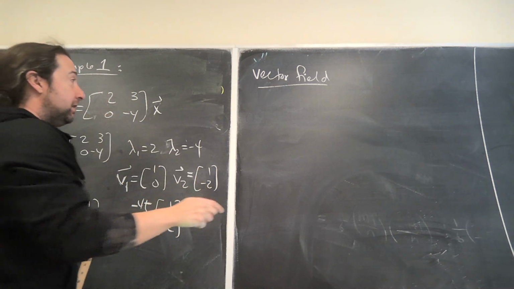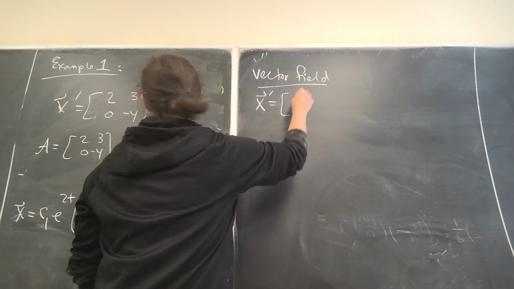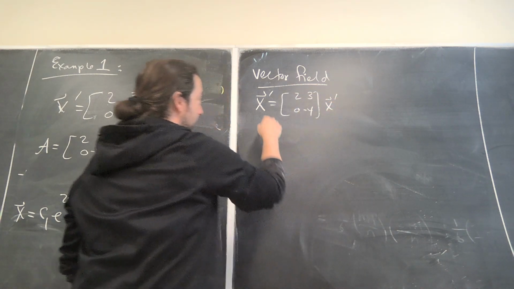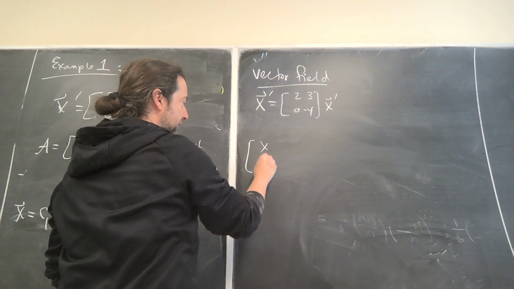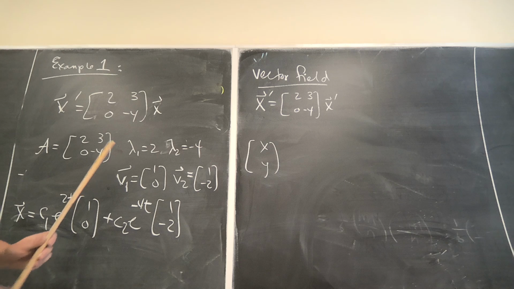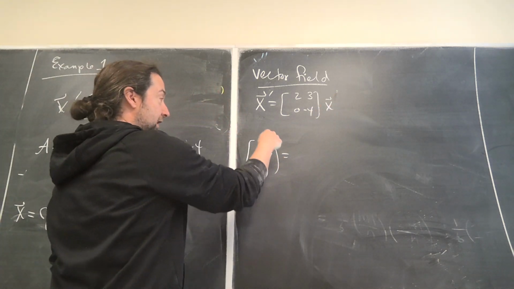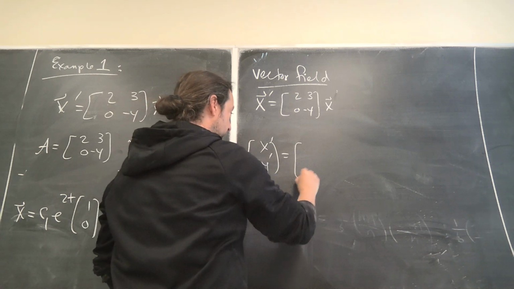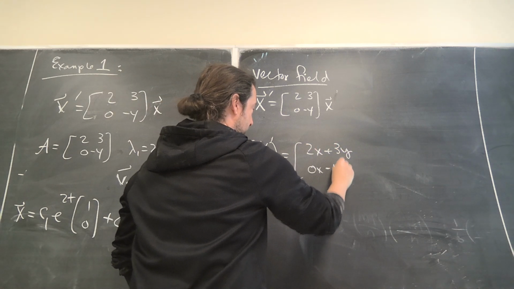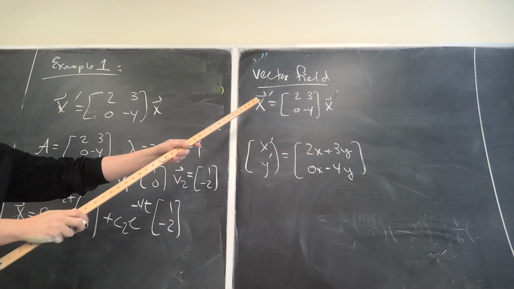So the idea is, if I told you x prime is equal to the matrix 2, 3, 0, minus 4 times x, and I thought about this as coordinates, x and y. No vector now, just an x and a y coordinate. This equation would say x prime, y prime is equal to 2x plus 3y, 0x minus 4y, thinking about x and y as the coordinates of this vector x.